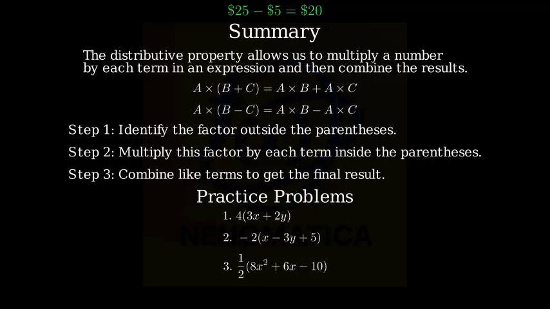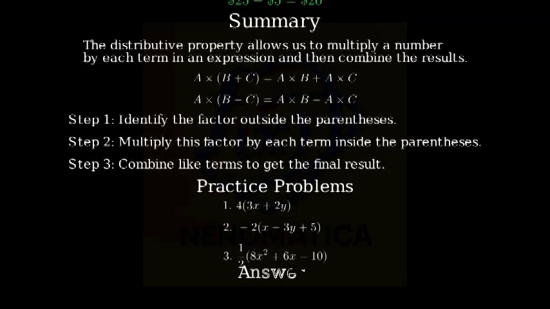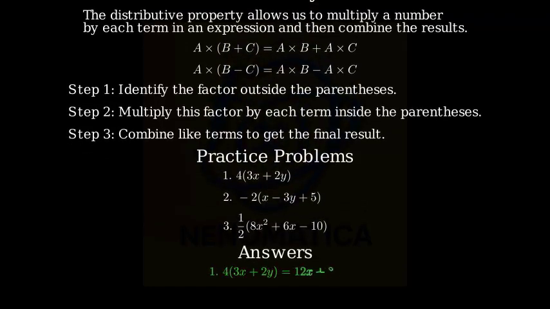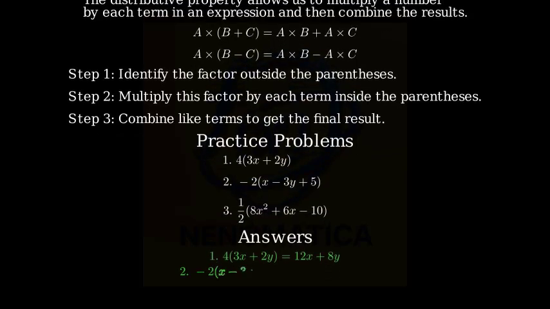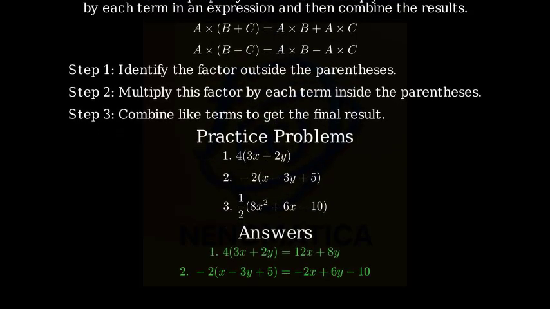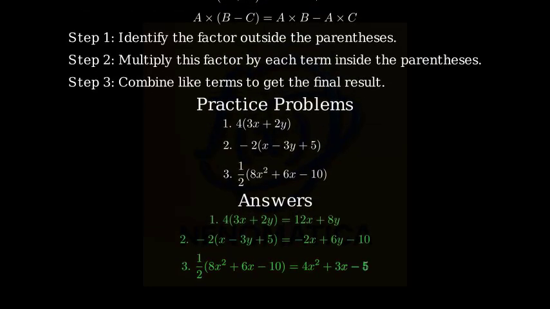Let's check the answers to our practice problems. For the first problem, 4 times 3x plus 2y, we get 12x plus 8y. For the second problem, negative 2 times x minus 3y plus 5, we get negative 2x plus 6y minus 10. For the third problem, 1/2 times 8x squared plus 6x minus 10, we get 4x squared plus 3x minus 5.